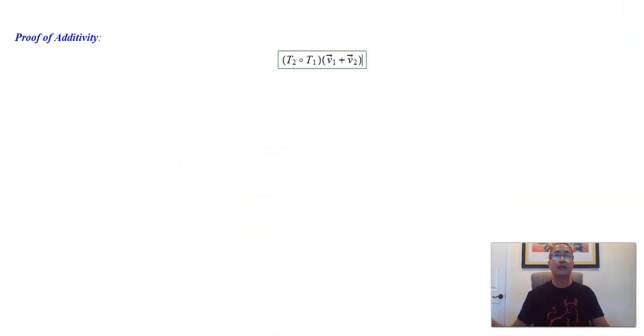Okay, so what is not obvious in this definition is that this composition is also a linear transformation, meaning it has to be both additive and homogeneous. So, as usual, let's prove the additivity property, and homogeneity will be a homework. So, we want to show that if you input v1 plus v2 into the composition, you should get exactly the same thing as if you input v1 and v2 individually into the composition and add the answers together.